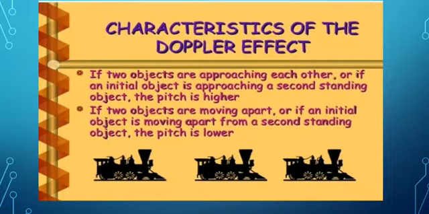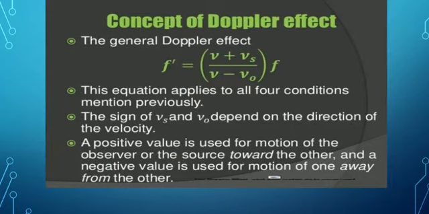Okay, now see this. If two objects are moving apart, or if an initial object is moving apart from a second standing object, the pitch is lower. So there is the pitch variation. These are the two characteristics of the Doppler effect. Okay, students, right?